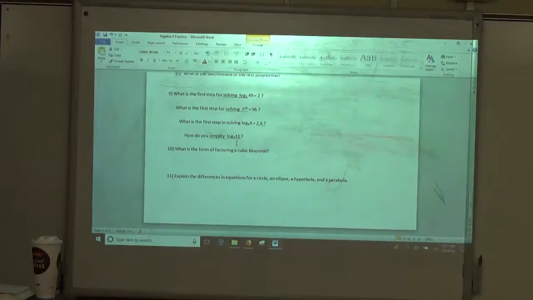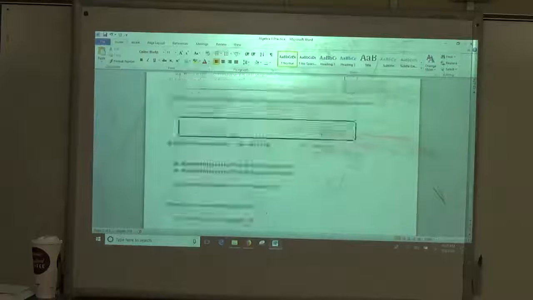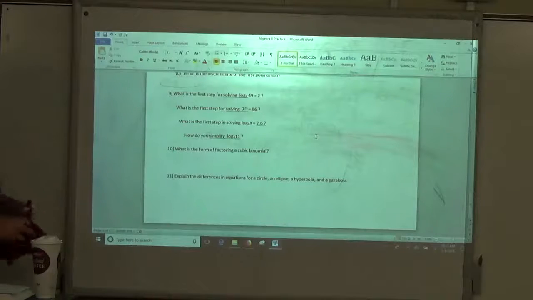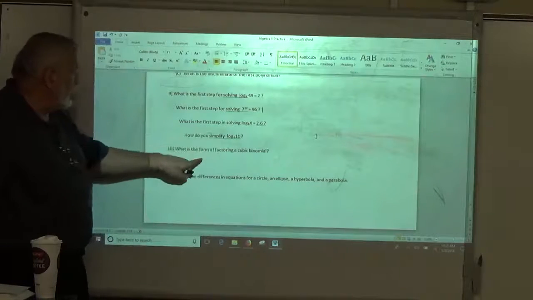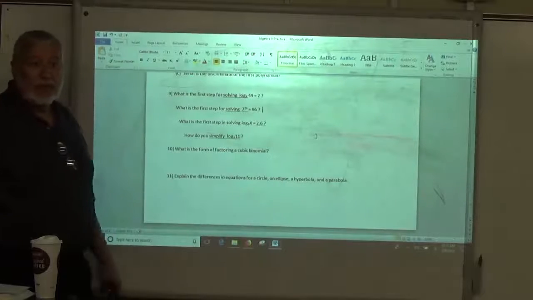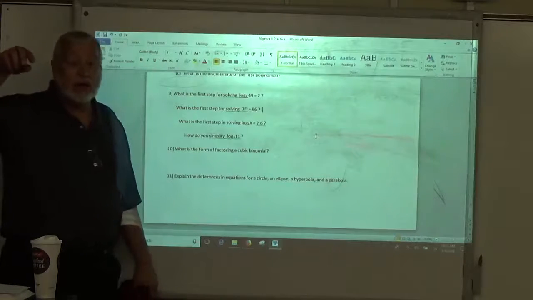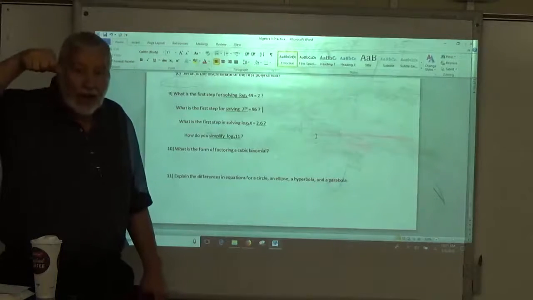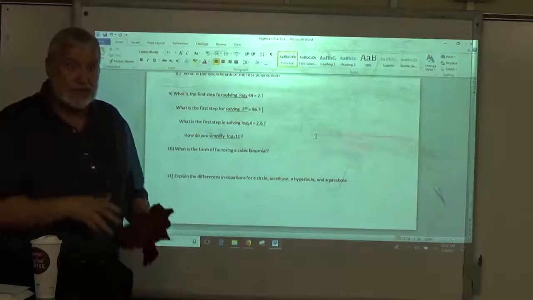Now, factoring. We went over the factoring before. Remember that the second part, you have to square both of the terms.